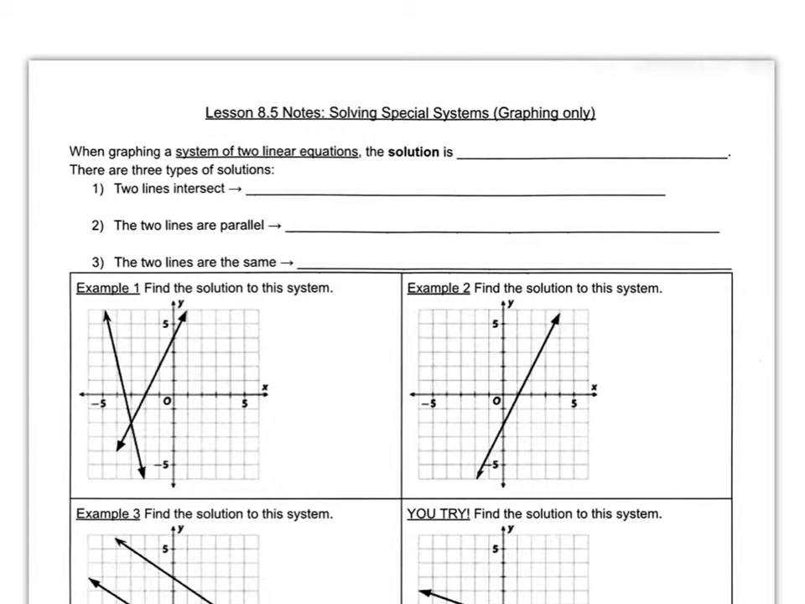So if you remember, when we graph two lines, the solution is where the two lines intersect. Where they cross or where they intersect is your answer. So we did all of that in lesson 16.1. So go back and watch that video if you have to. And that's going to give you practice on how to graph the lines.